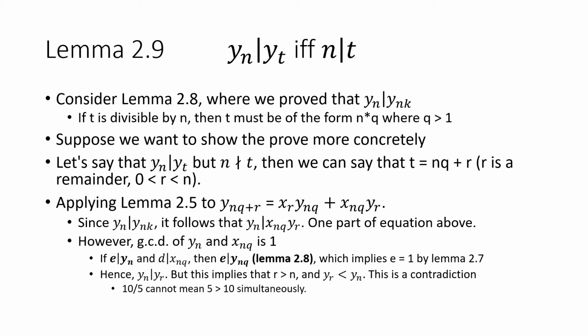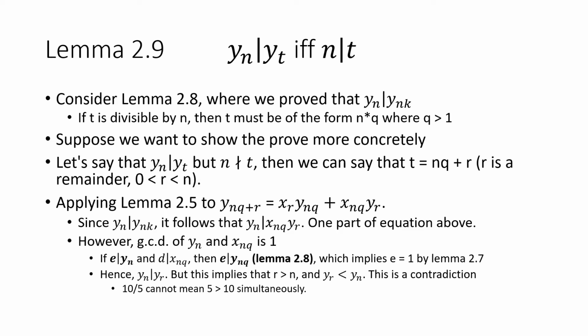Suppose we want a more concrete version of this proof. We're going to do this by contradiction. Let's say that y of t is divisible by y of n, but t is not divisible by n. This is the opposite of what our assumption is in the lemma. Then we can say that t has to be of the form nq plus r, where r is some remainder, because since t is not divisible by n, we have n times q and then some remainder left.